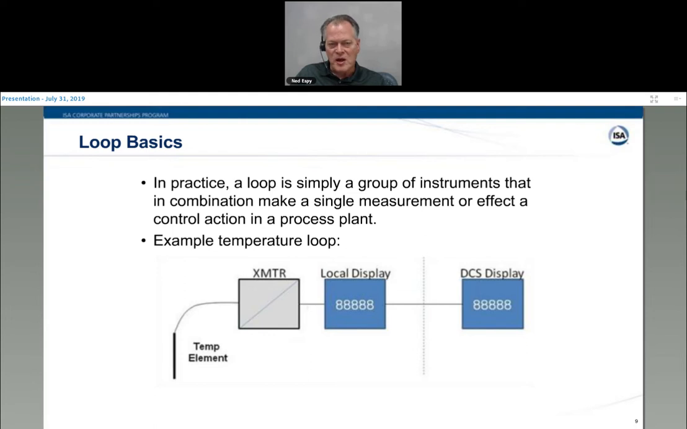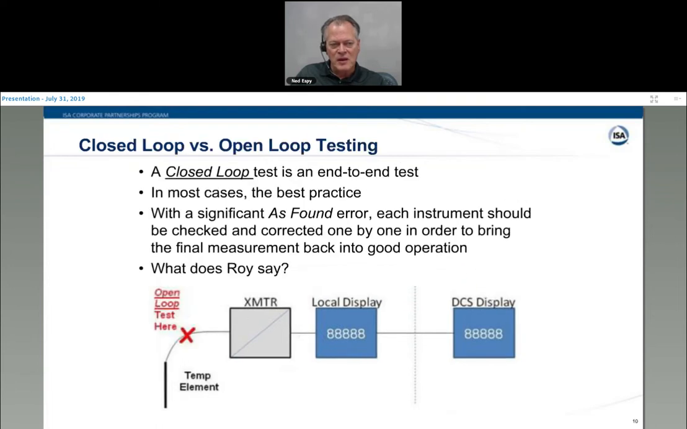Temperature elements, thermocouples, RTDs, they also tend to drift and eventually fail. So this is something else you want to consider. But end to end, if you're making a good measurement, if what you're simulating or measuring accurately in the field is being displayed in the control room, it doesn't really matter what's happening in between. So that's the idea of a loop test.